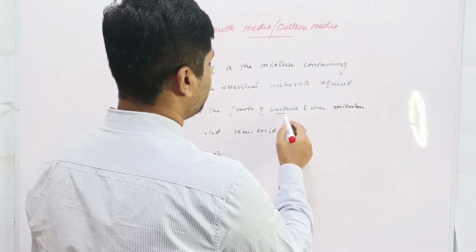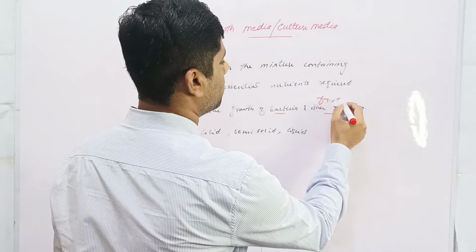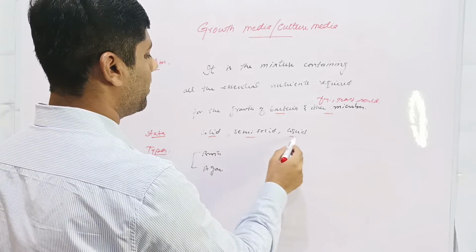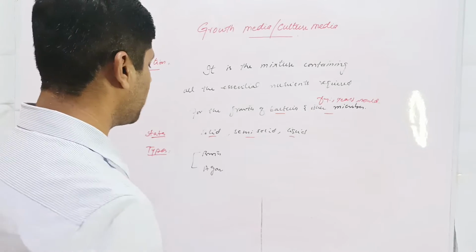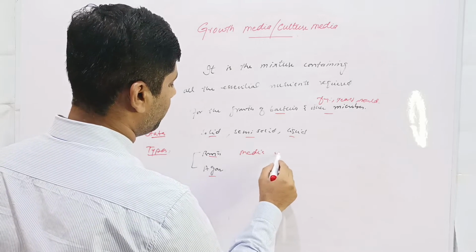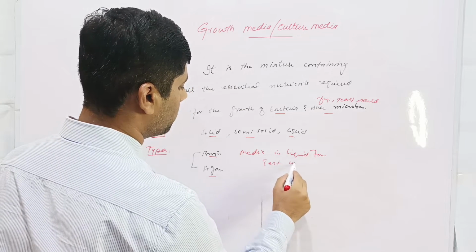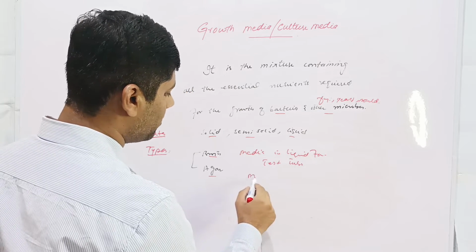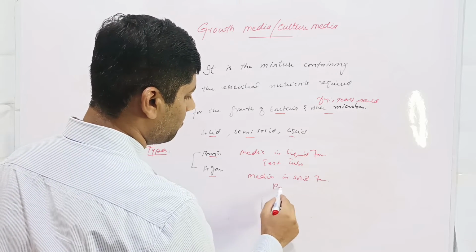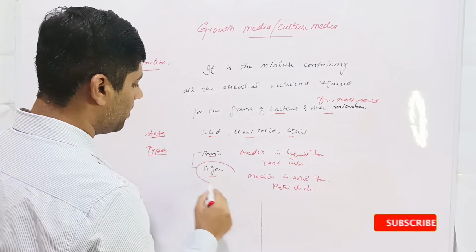In the definition, we see that bacteria and other microbes. The other microbes include fungi, yeast, and molds. There are three states of the media: solid, semi-solid, and liquid. And on the basis of these states, there are two types of media: the broth and agar. Broth is the media in liquid form. It is prepared in test tubes, while agar is the media in solid form and is prepared in the petri dishes. In today's practical, we will prepare the agar.